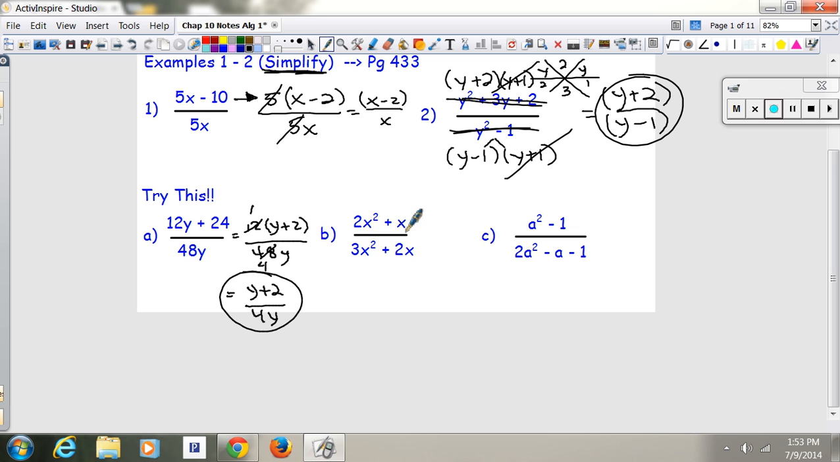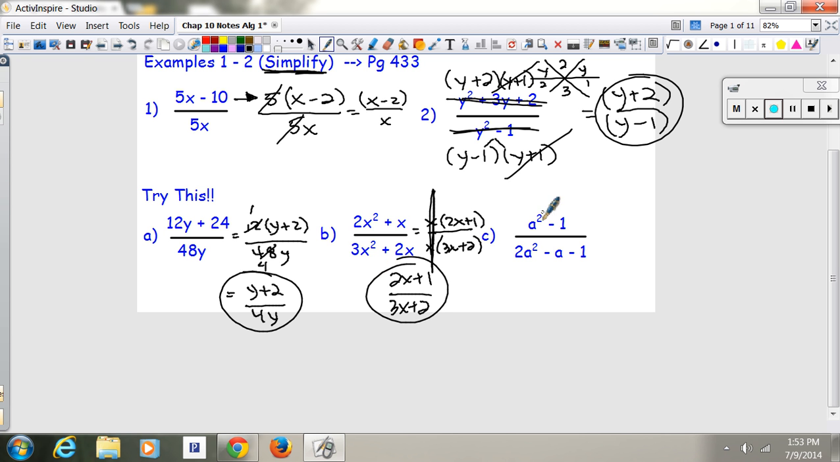Top one has a GCF of x. They both have at least one x. You'll have 2x plus 1 left over. The bottom one, they also have an x in common. You'll be left with 3x plus 2. The x's now can cross out. They're both on the outside of a parenthesis. So 2x plus 1 over 3x plus 2 is your solution, is your answer.